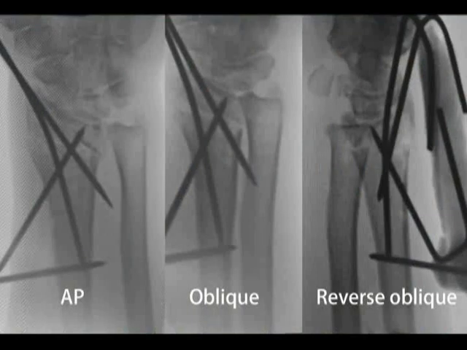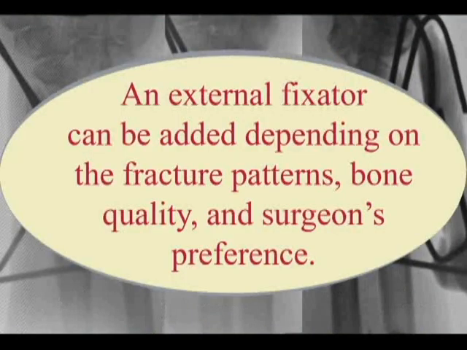Satisfactory reduction is confirmed under C-arm. A conventional external fixator can be added depending on the fracture pattern, bone quality, and the surgeon's preference.